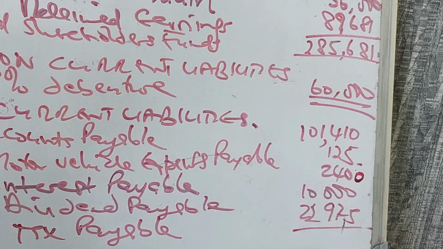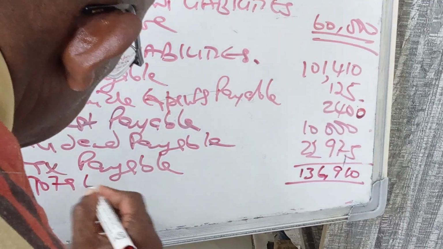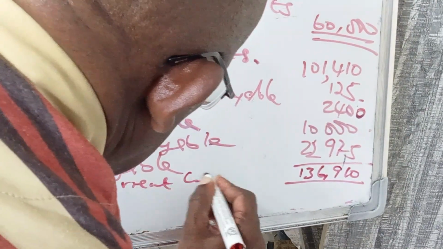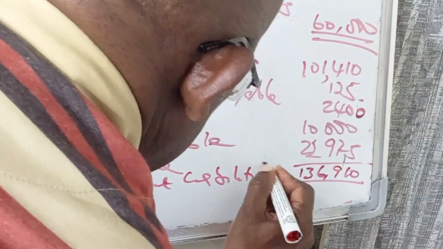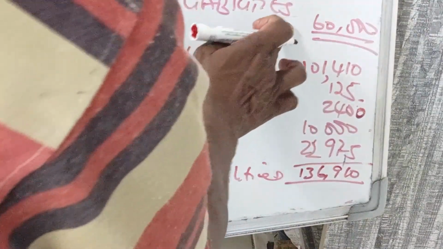So if we now add them up, 101,410 plus 125 plus 2,400 plus 10,000 plus 22,975, we get a figure of 136,910. So that is the total current liabilities.